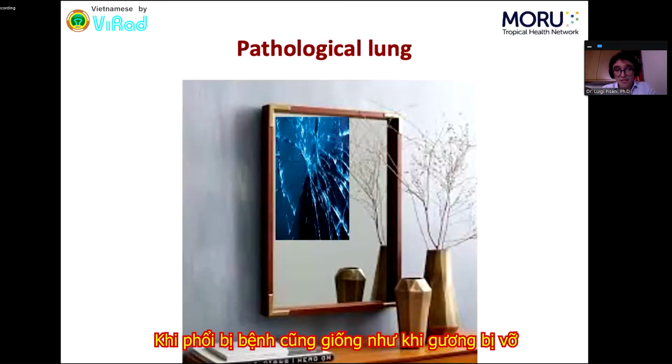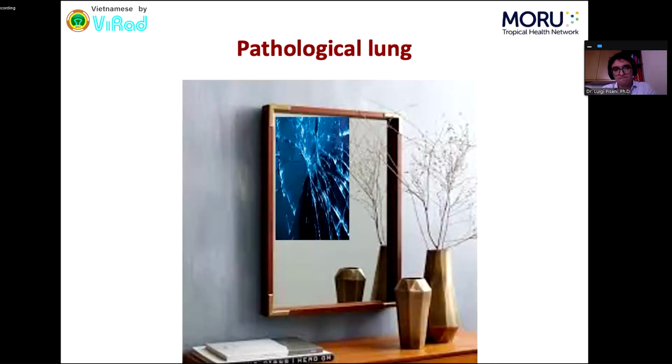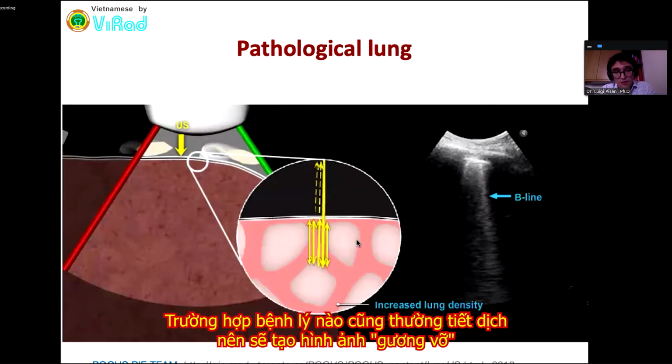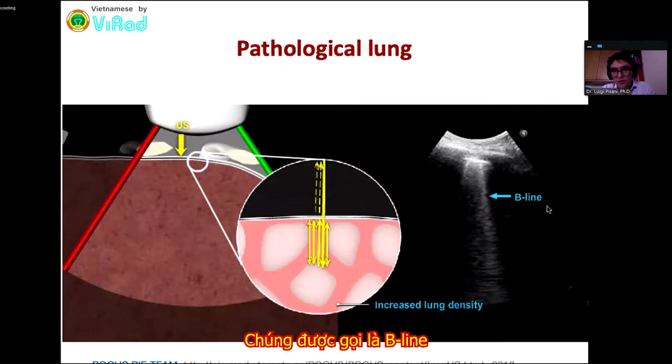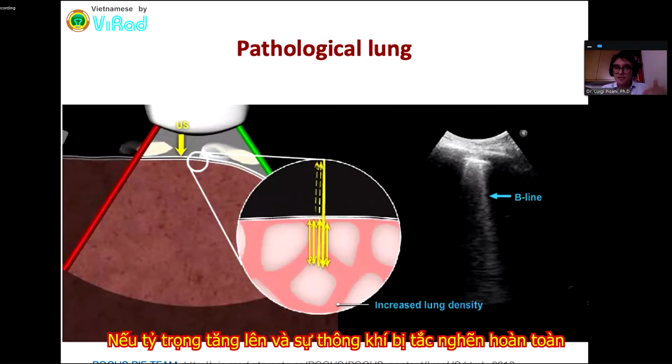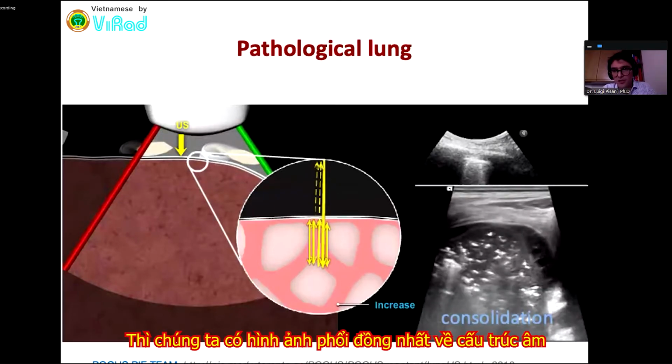When the mirror breaks, when there is superficial pathology in the lung, we will see different artifacts in the lung. So any pathology, it can be fluid or cells, will cause the mirror to break and a different artifact to appear. This is the vertical artifact called B line. If the density increases even more and the air is obliterated completely, then we get a pulmonary consolidation.